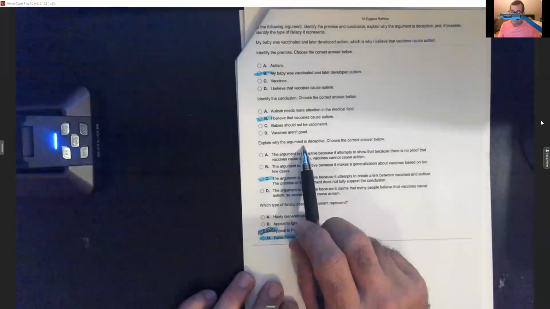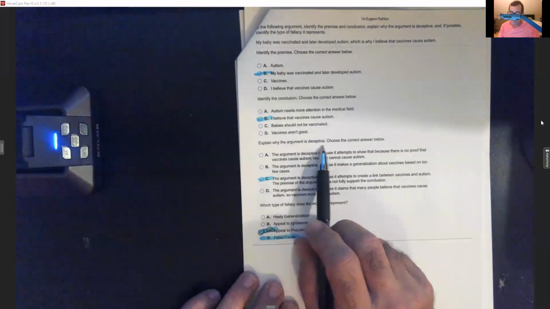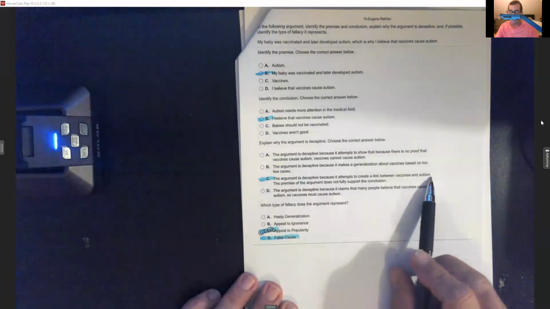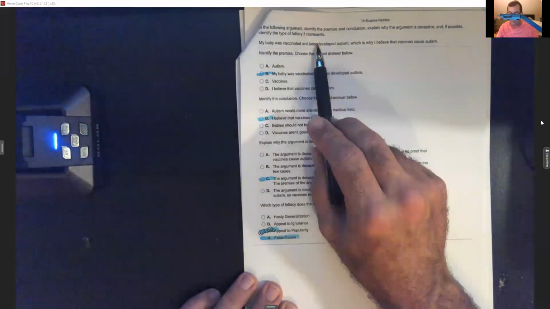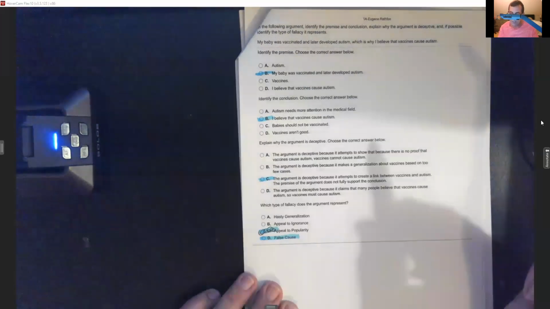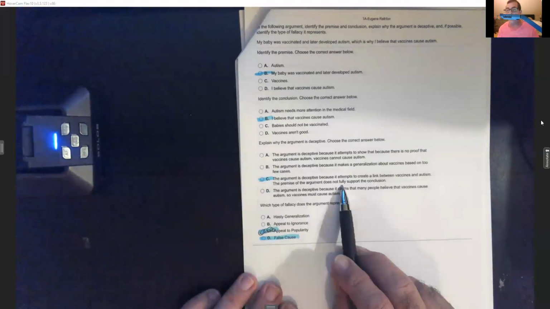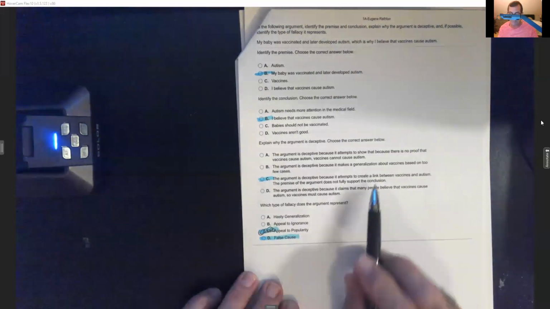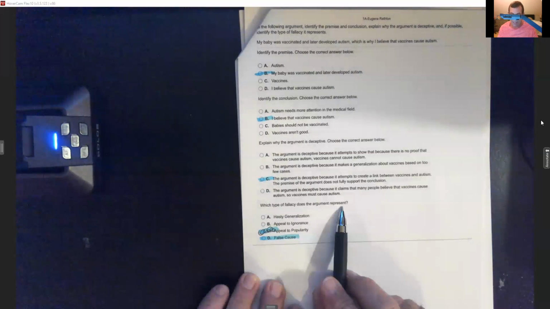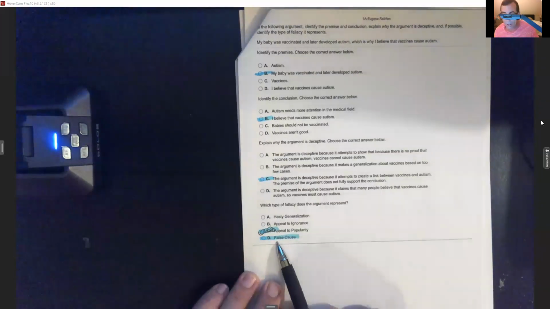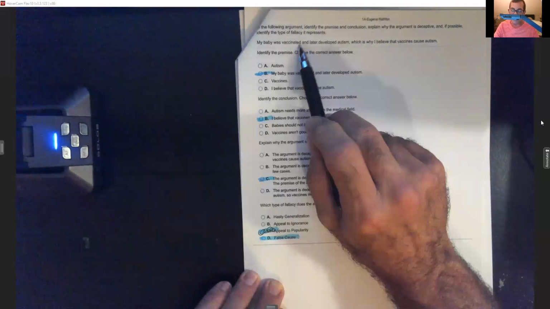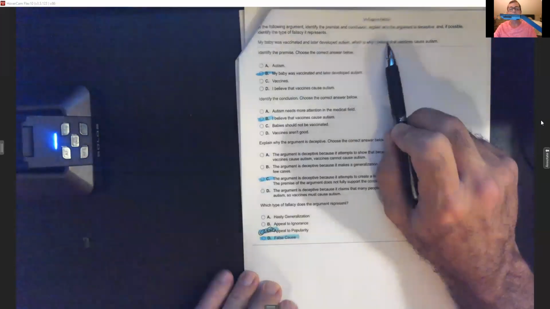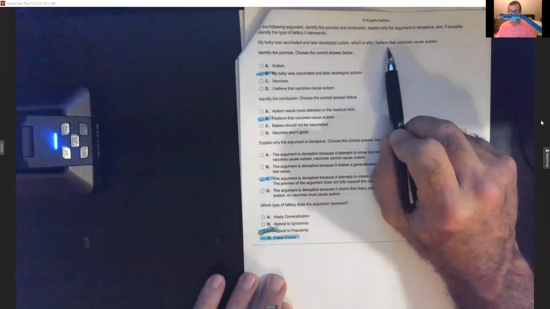So let's explain why it's deceptive. I chose that the argument is deceptive because it attempts to create a link between vaccines and autism, right? She says, I did a vaccine, I got autism. Can we say there's a link? Do we know there's full support for that conclusion? No, we do not. So what type of fallacy does it represent? It is a false cause. Just because this happened, she's saying this happens. No, that is a false cause. Okay?